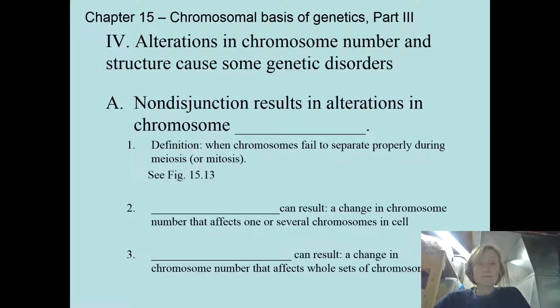So first of all, the term non-disjunction is going to be something we need to know. Non-disjunction is a situation in which chromosomes fail to separate properly during meiosis or during mitosis. There's kind of a mistake during mitosis or during meiosis in which chromosomes fail to separate properly. That results in a change in chromosome number.